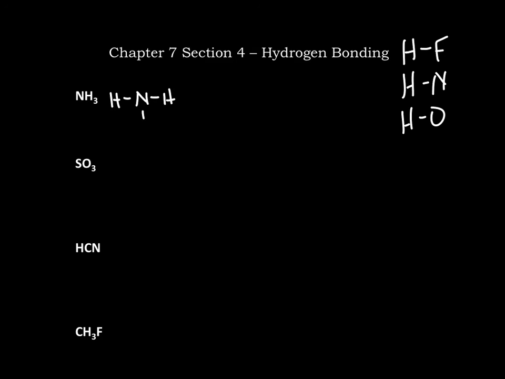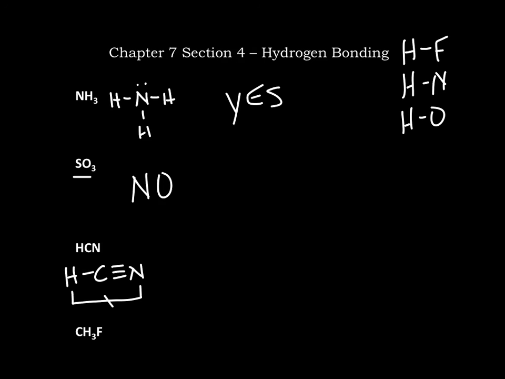So NH3, we have hydrogen attached to nitrogen, so there is hydrogen bonding. SO3, I don't even have hydrogen, so I don't even need to worry about structure. The answer is no. HCN was attached, H, then C, then N. So while we do have a hydrogen and nitrogen, they're not attached to each other. So there is not hydrogen bonding. CH3F, we have hydrogen and fluorine, but if we remember what the Lewis structure looked like, the hydrogen is not attached to the fluorine, so it also does not have hydrogen bonding.